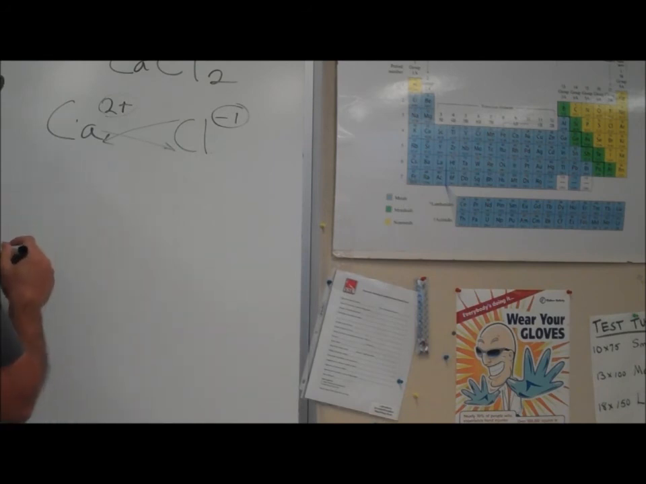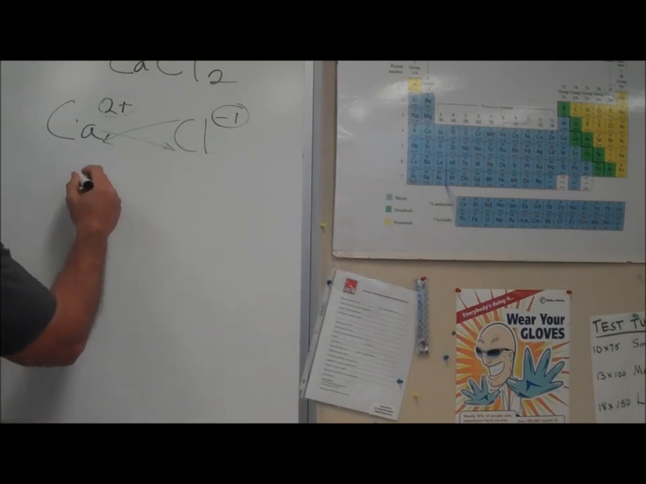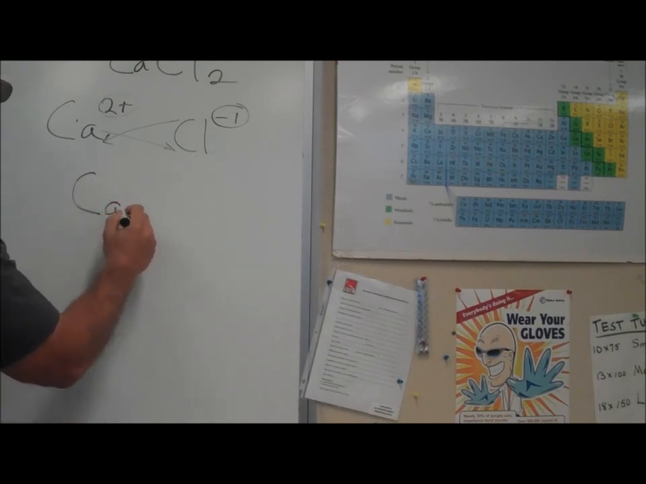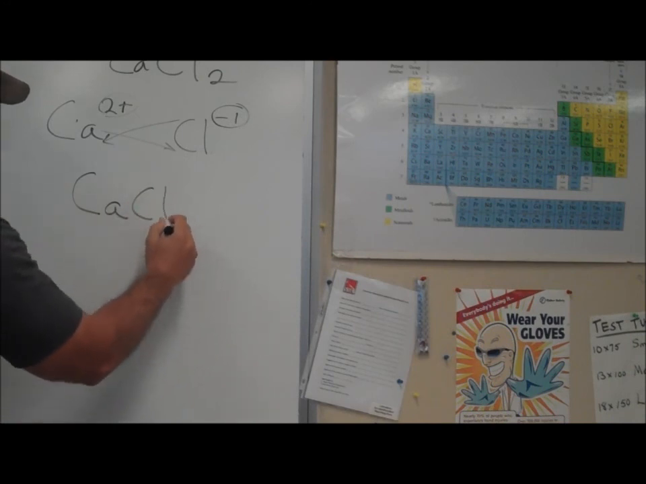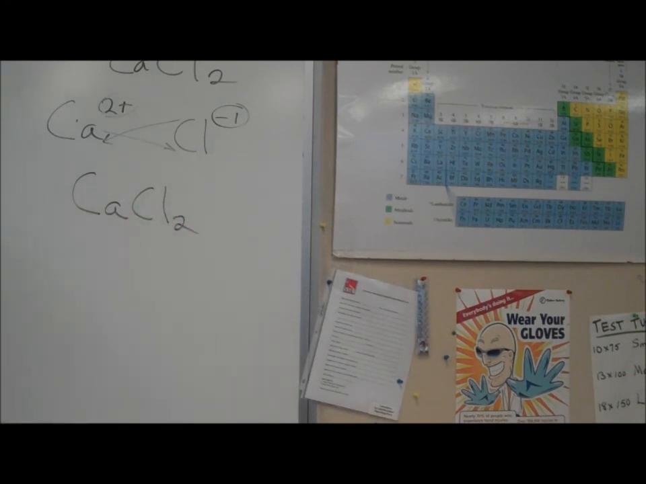Your new compound will be represented as such: CaCl2. There's no need to write Ca1Cl2 because you want to write it in simplest terms.